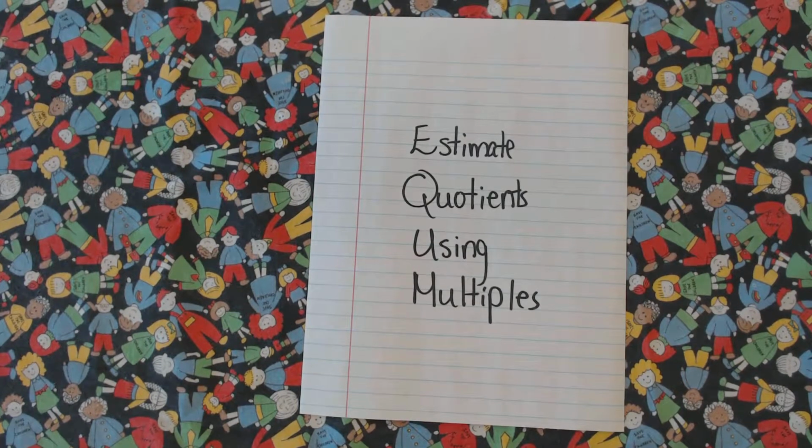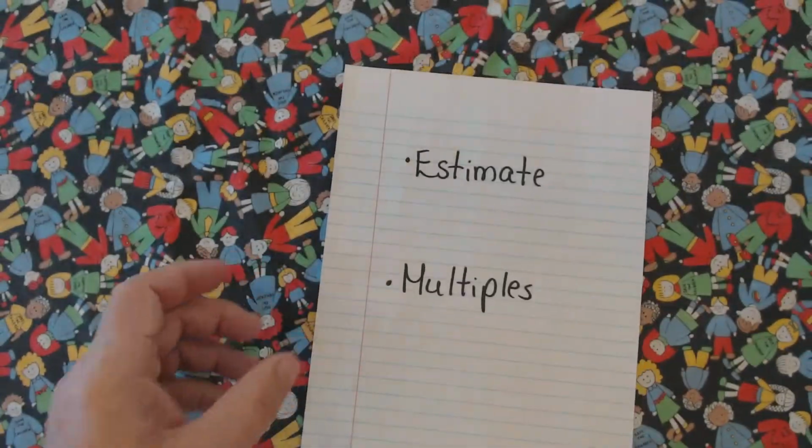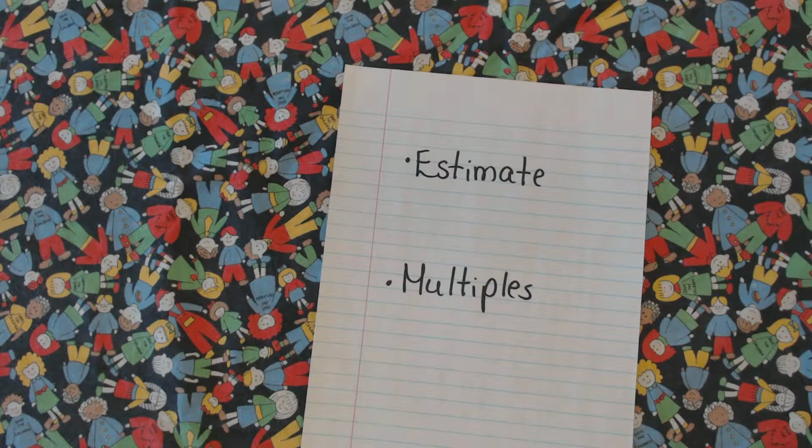Estimate quotients using multiples. We are moving forward in our mathematics here in 4th grade. In order to do this skill, there are two terms boys and girls need to understand. The first is estimate. We have been estimating all year. This is when we round numbers to come up with easier numbers to work with. And in this case, we're going to be working with division, but previously we were working with multiplication, so we were rounding factors to come up with a product real quickly so we could check our answer against.